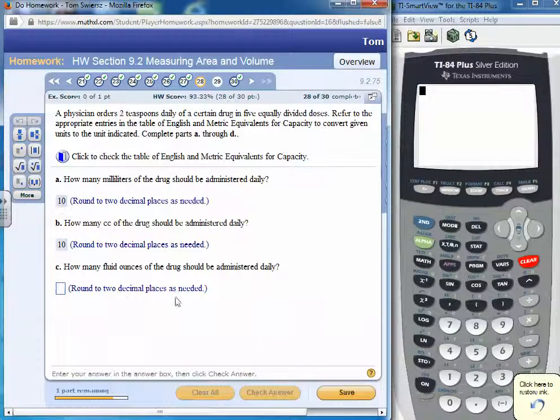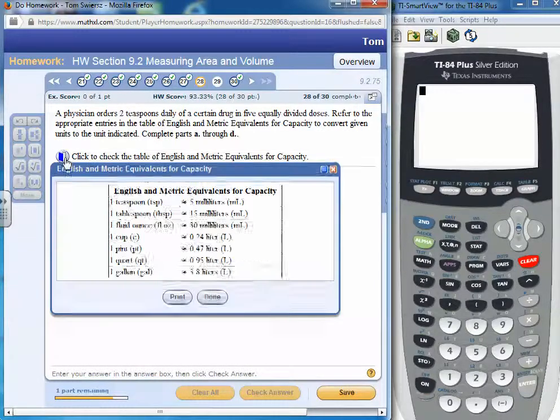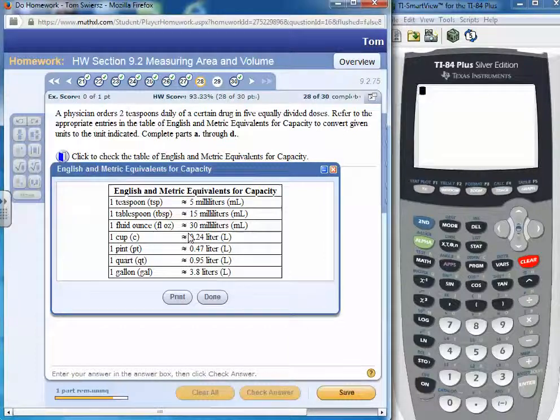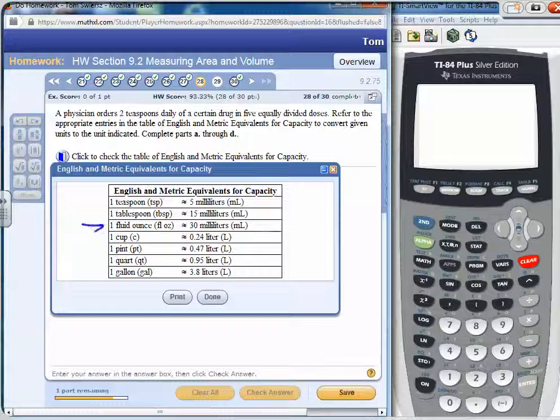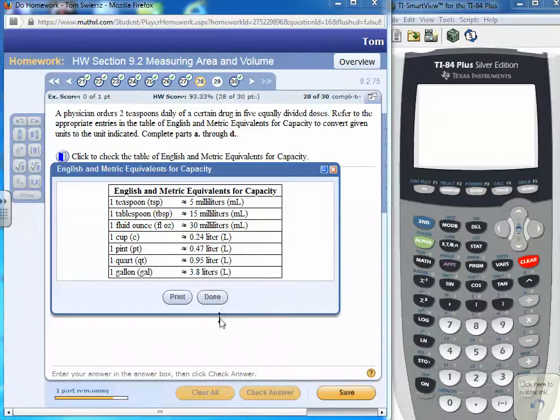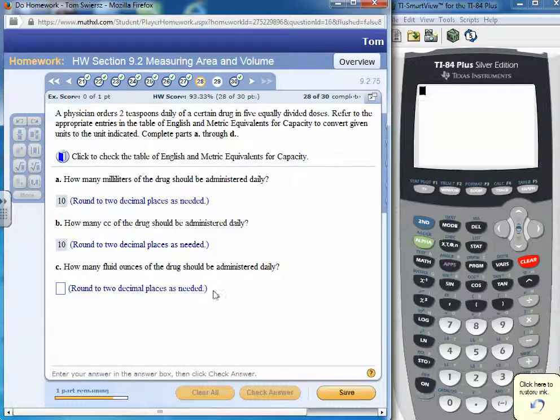How many fluid ounces of the drug should be administered? Now we're going to go back to this conversion, and do we have fluid ounces? Yes. 1 fluid ounce is 30 milliliters. So we can use that conversion to convert milliliters to fluid ounces. So again, how many fluid ounces?